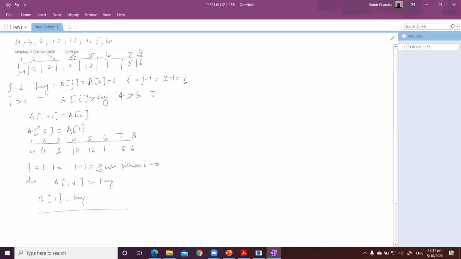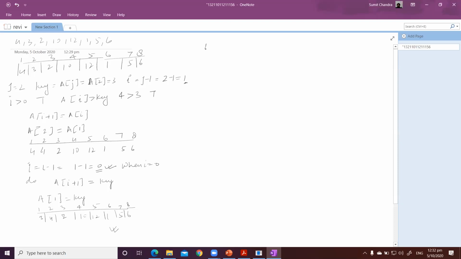So now what will we have? Key value was 3. So we'll get 3, 4, 2, 10, 12, 1, 5, 6. I hope this is clear, class. Yes or no? Yes, sir. So in step 1, we got this array. Now we'll work on this array.